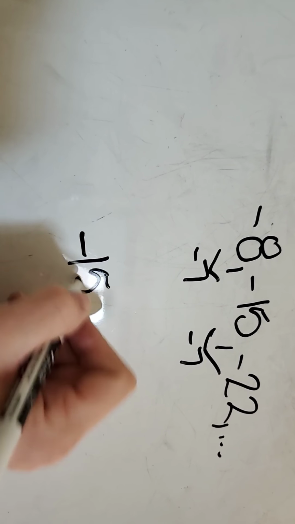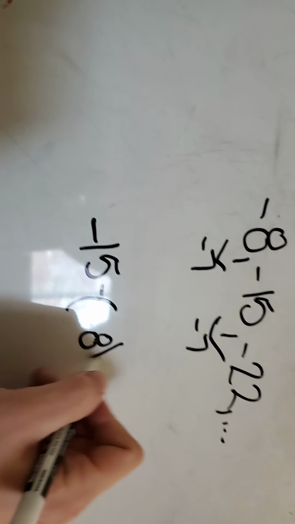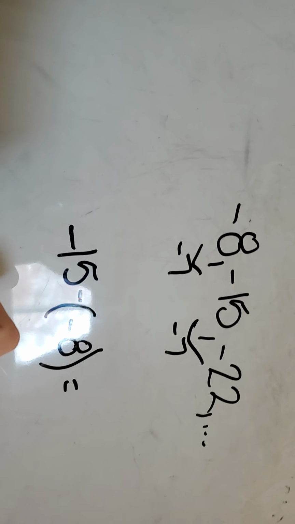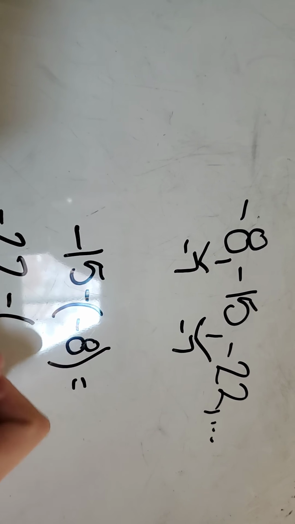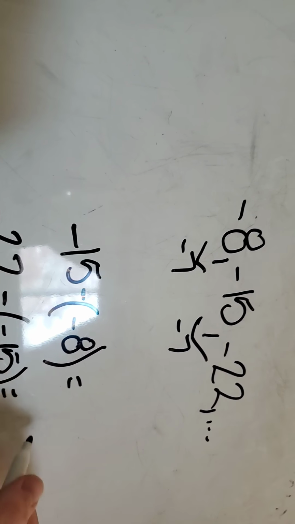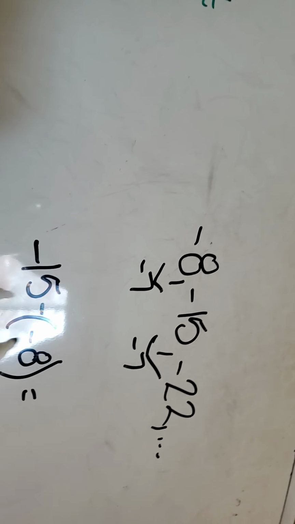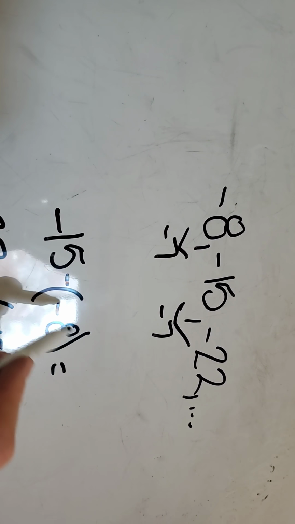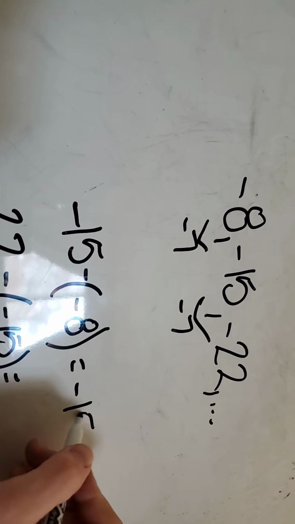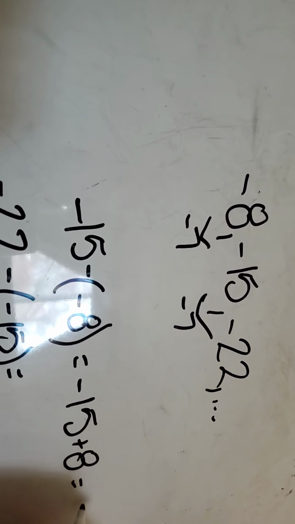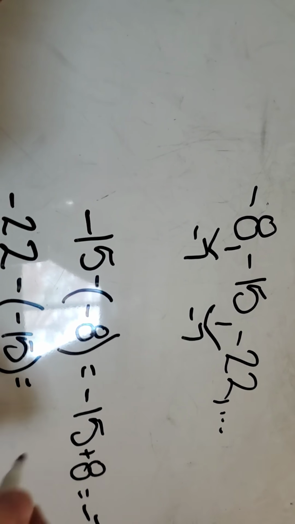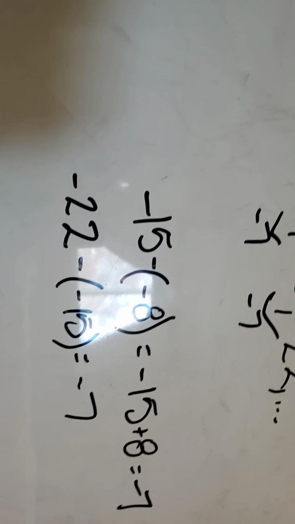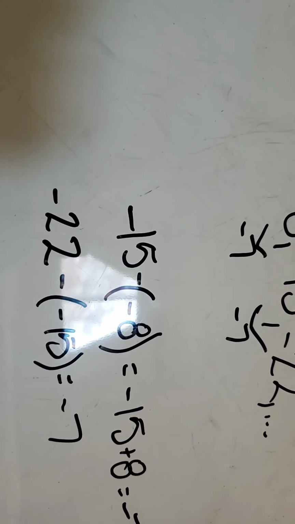Negative 15 minus negative 8. Well, hopefully that's the same thing as negative 22 minus negative 15. So you take any term and subtract the term before it. What is negative 15 minus negative 8? That's the same thing as negative 15 plus 8, which is negative 7. And we would get the same thing here. So our common difference is negative 7. And that's all the question is. Find the common difference. Negative 7.